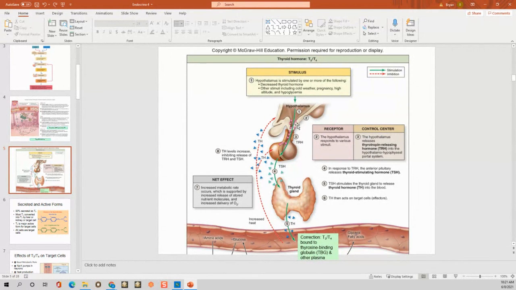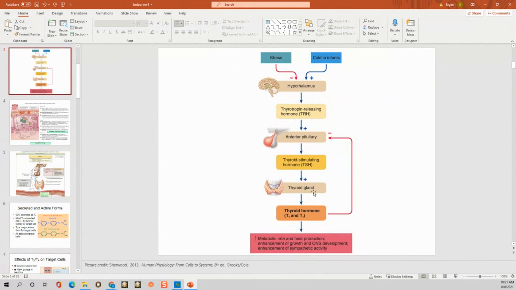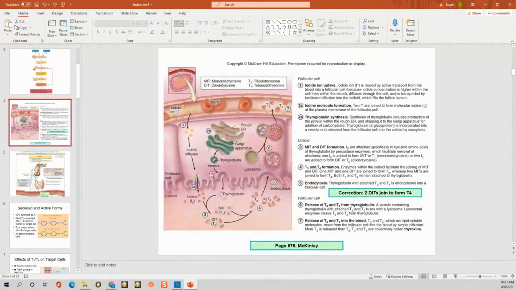What do we know? TRH stimulates the release of TSH. TSH stimulates the thyroid gland to start to secrete thyroid hormone. Now, this TSH is an important one, as you may notice now. The TSH stimulates the thyroid gland, but remember, it's not just stimulating the release of T3, T4. It's going to be stimulating the endocytotic event. It's going to be stimulating production of new thyroglobulin. It's going to be producing new MIT and DIT.